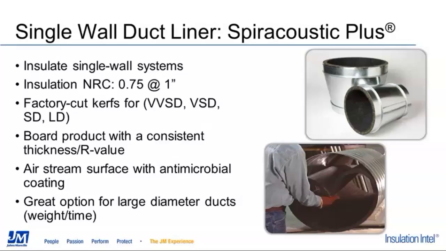Additionally, Spiral Acoustic Plus is a great option for very large diameter ducts, 32 inches and up. When ducts of this size are used as part of a double wall system, they can become extremely heavy. Using Spiral Acoustic Plus makes them easy to insulate and significantly lighter than using a double wall system.